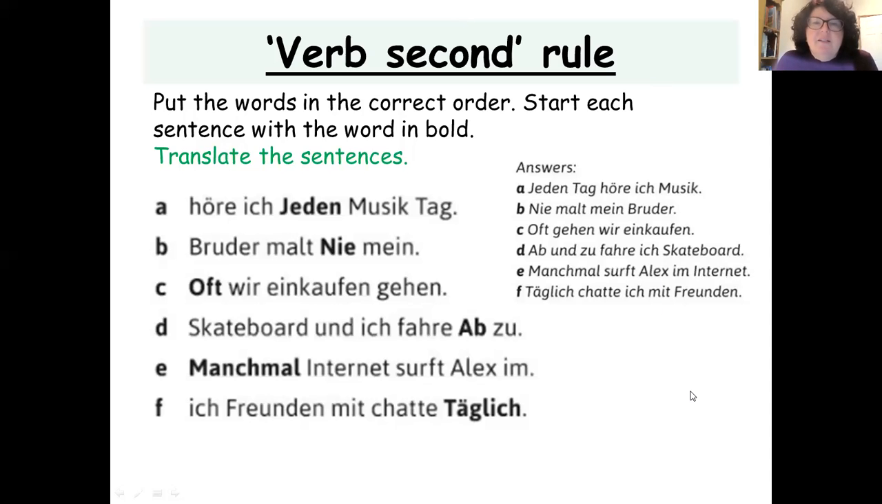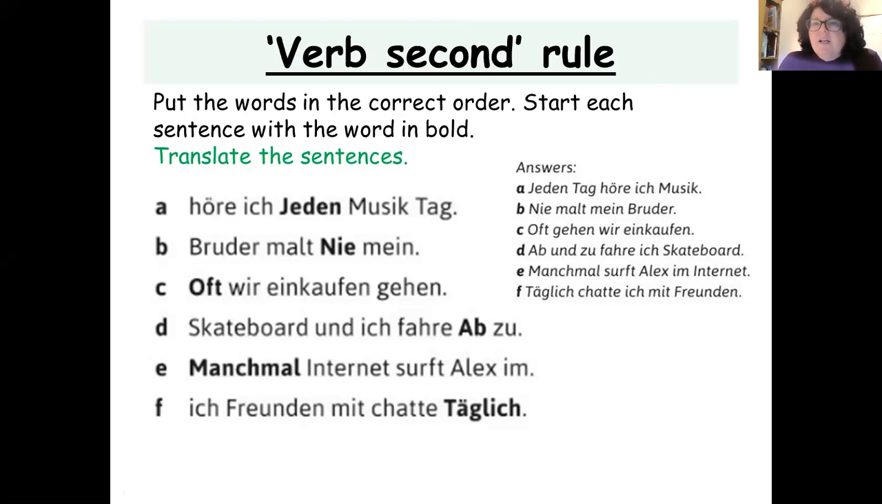Okay, wir werden jetzt antworten. So let's have a look at the answers. So, zum Beispiel, jeden Tag höre ich Musik. So every day I listen to music. Niemals malt mein Bruder. So my brother never paints. Oft gehen wir einkaufen. So we often go shopping. Ab und zu fahre ich Skateboard. So now and again I go skateboarding.